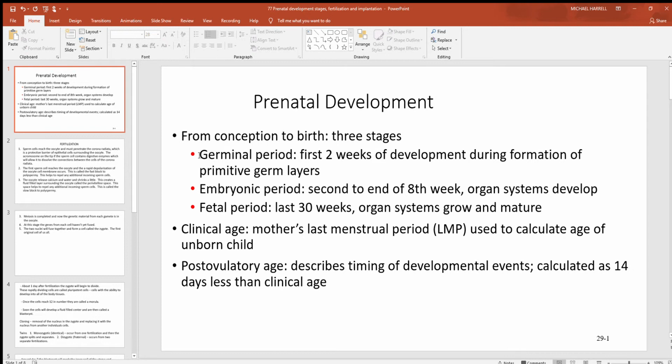Then lastly, we have the fetal period. Everything after week 8 up until the time of birth. So you're generally looking at about the last 30 weeks or so. And this is the time in which the organ systems are still growing and developing.